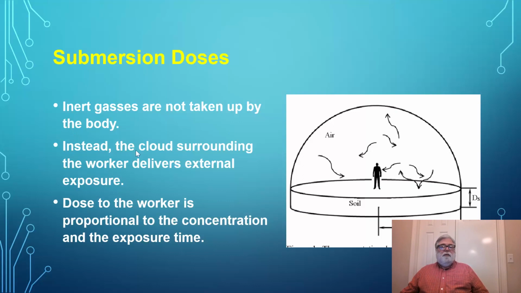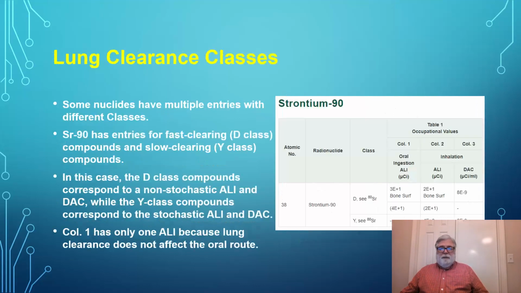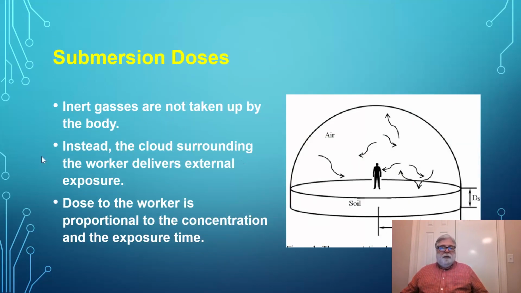Submersion doses. So some of these DACs that are prepared are not calculated based on what organ is going to be taken up. So submersion for inert gases, noble gases, if a person's standing in a cloud of noble gas, they may breathe in that activity, but they don't accumulate materials in their body. They breathe it in, they breathe it out. It's non-reactive. It's an inert gas. The dose due to a noble gas is due to the external cloud surrounding the person.